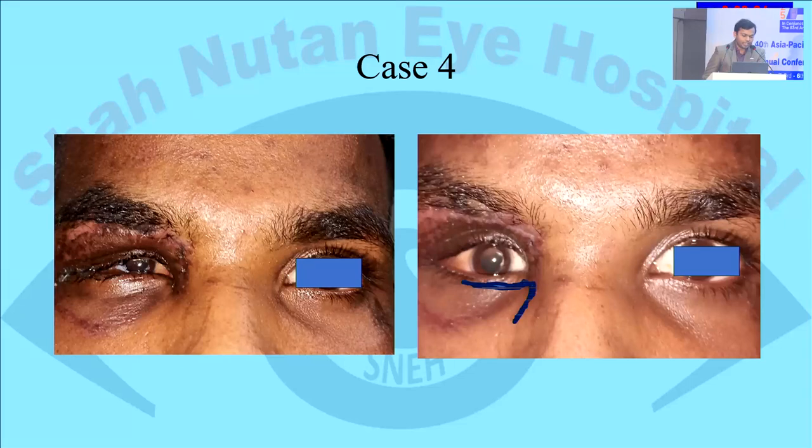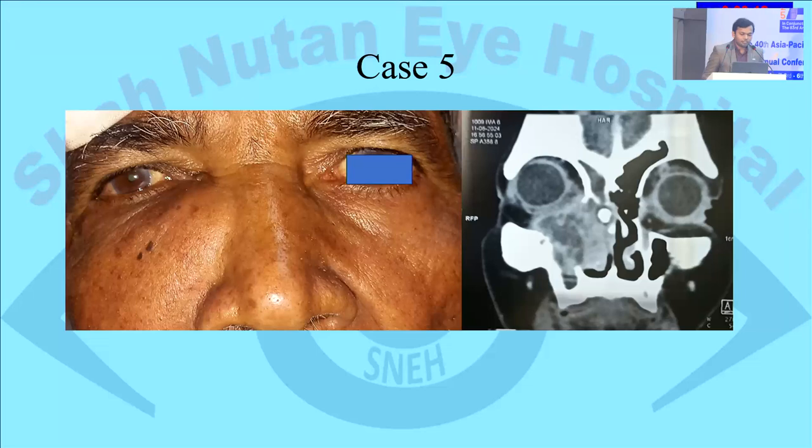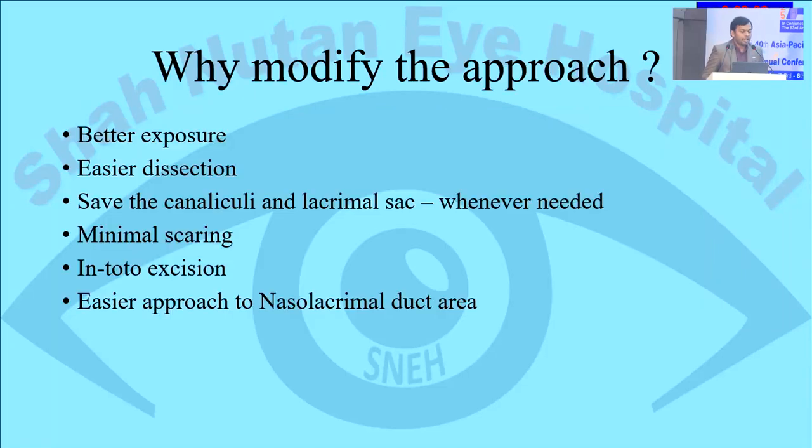We can see a very faint scar at the site of incision, and we could easily place a large Medpor implant in this. And this was one of our very recent cases, a maxillary sinus malignancy invading the orbit. Here again, a similar approach was used for an incision biopsy. So in conclusion, we get better exposure and we can save the canaliculi and lacrimal sac, except for lacrimal sac malignancies. There is minimal scarring and proper excision. So thank you.